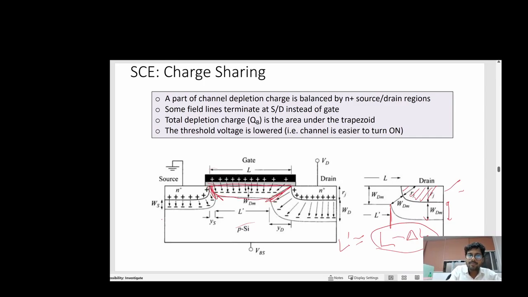Yes, sir. Okay, and the threshold voltage is lowered because of this charge sharing. Got the point? Sir, I just want to conclude one point. This is trapezoidal due to the resistance sharing from source to drain.